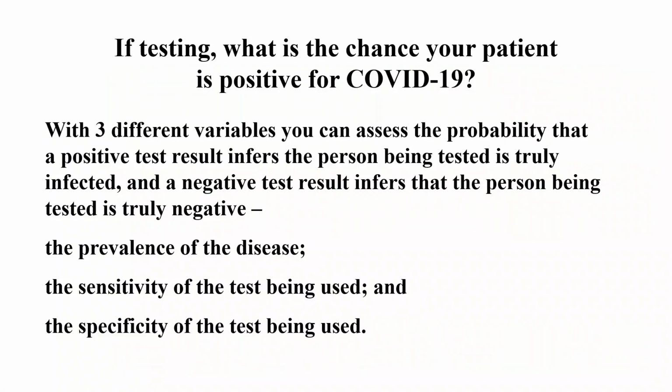So what are we looking for? We're looking for a test with as high a sensitivity and as high a specificity as possible, which would give us a much better prediction if a positive test result truly represents an infected person and if a negative test result truly represents a non-infected person. Unfortunately, in order to have a positive predictive value above 50% for a disease with a prevalence of 0.3%, we need a test with a sensitivity and specificity above 99.7%.